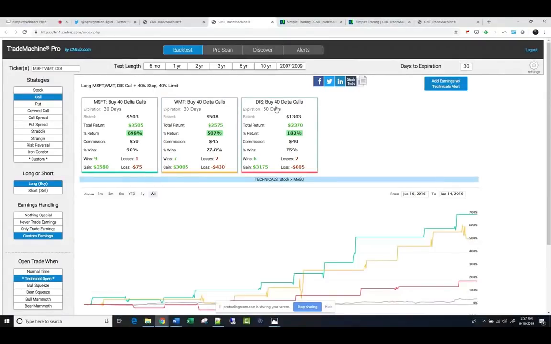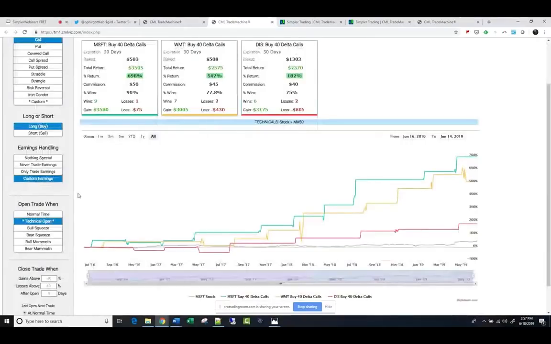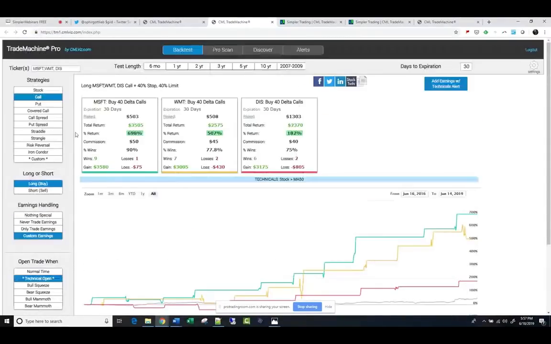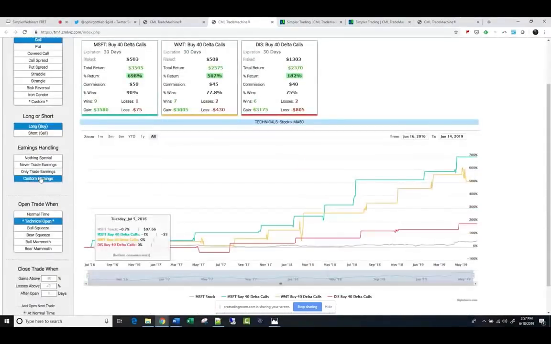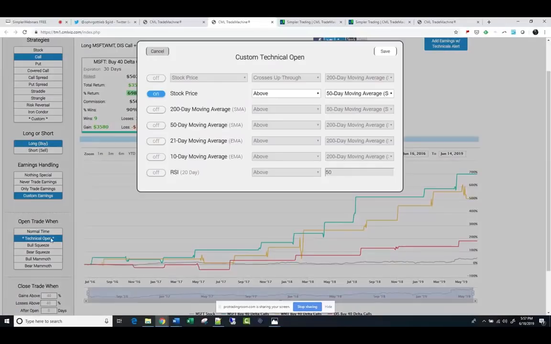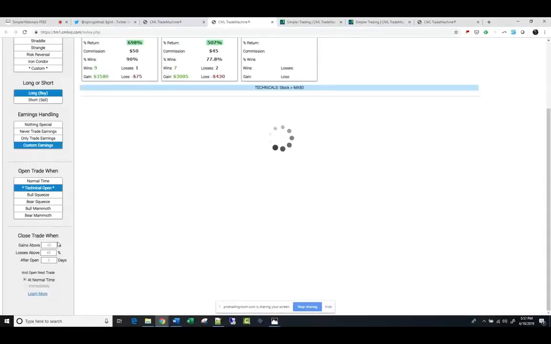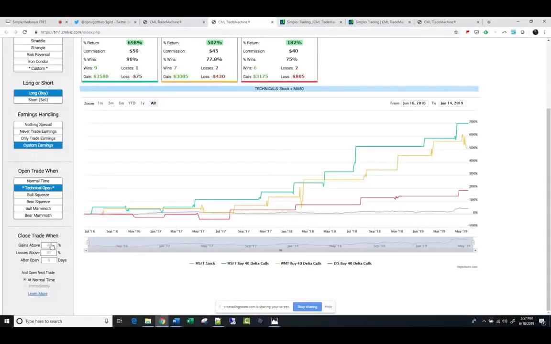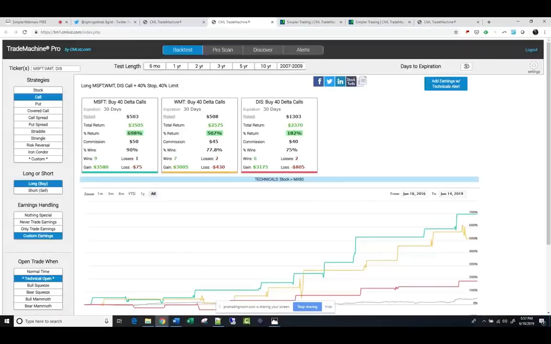Just so you remember, you don't have to memorize any of these scans. Once you click on a result, you can always come back here and it'll show you. It's like, wait, what am I doing? Long a call. Cool. Custom earnings. What does that mean? Oh, opening 14 days before earnings, closing 1 day before earnings. What was the technical requirement? Oh, right. The stock has to be above the 50-day moving average. What was the stop and the limit? Oh, okay, 40. What length of options am I using? Oh, okay, they're using 30-day options. Okay, so this looks great.